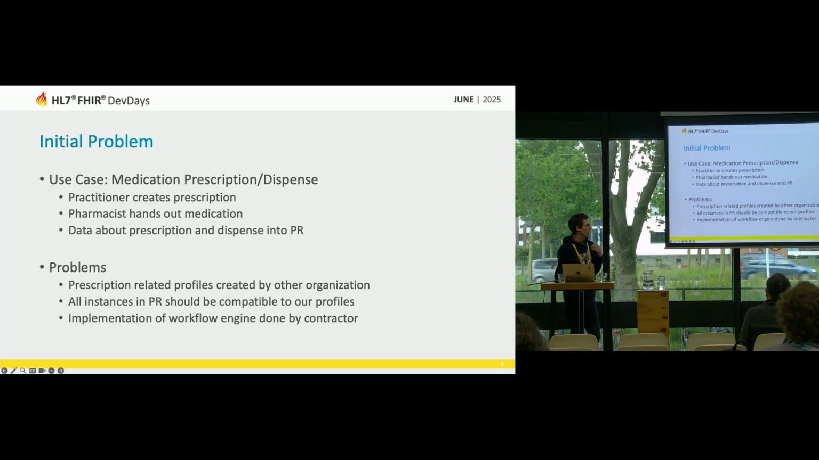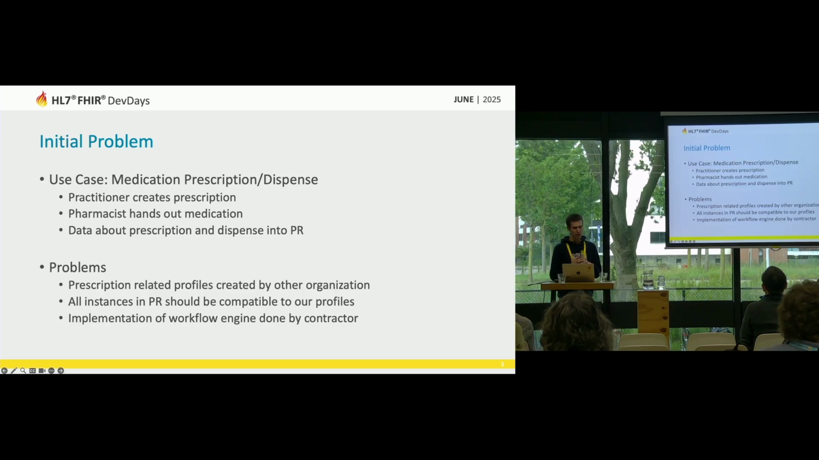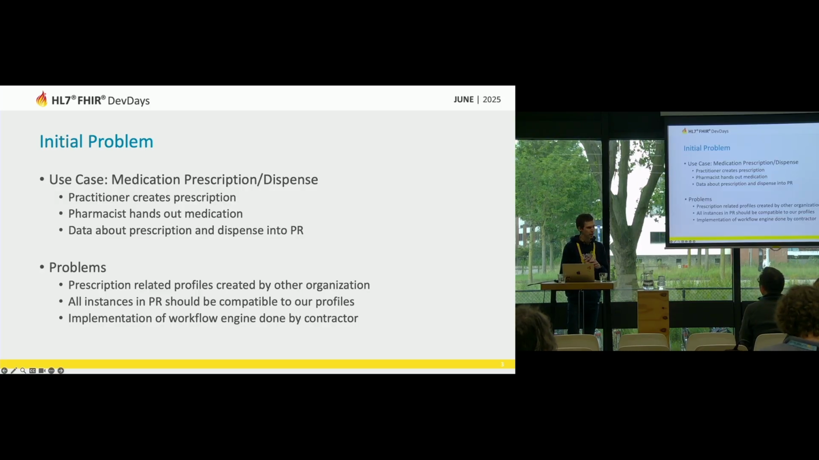Our initial problem was we had the use case for the medication prescription and dispensation, where a practitioner creates a prescription and the pharmacist hands out the medication, and we want to have all of that documented in the patient record. And there was the very first problem: the profiles for the prescription came from another organization, and we couldn't influence those profiles, so we had to do some mapping there.